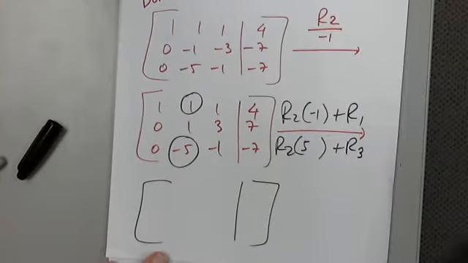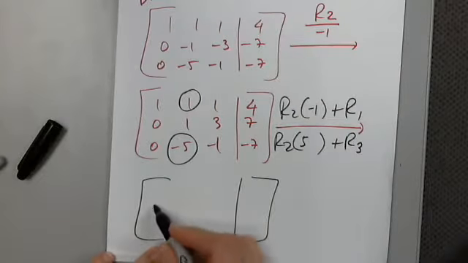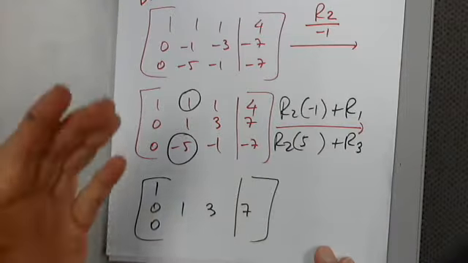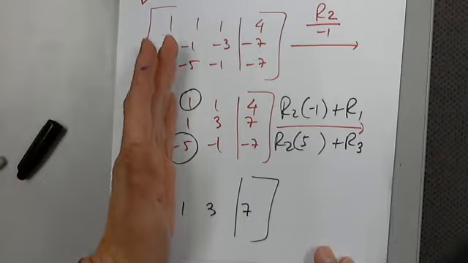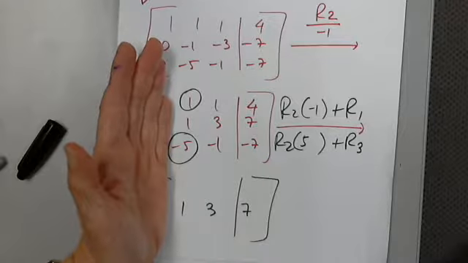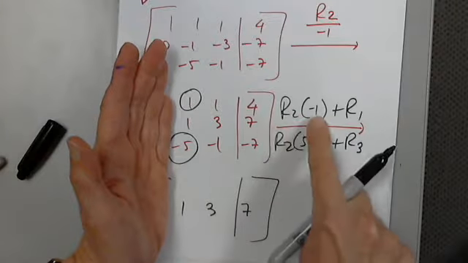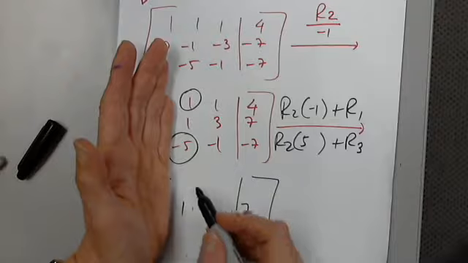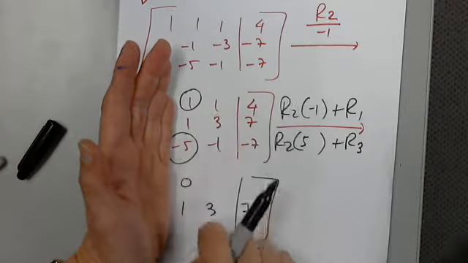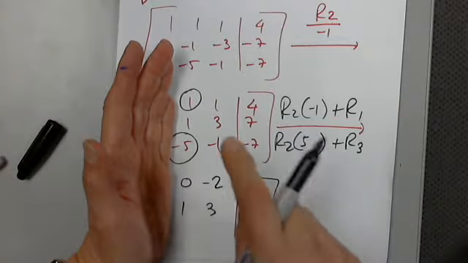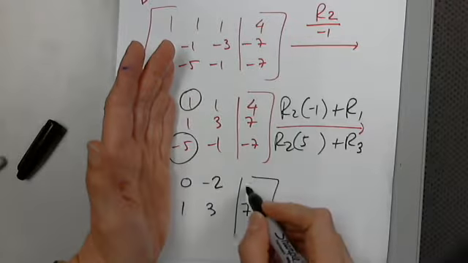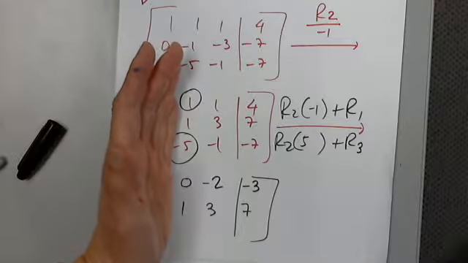Which row do I have to copy now? Yes, 0, 1, 3, 7, and 1, 0. Notice one thing. I don't even look here. This is now fixed, carved in stone. I'm done. I don't even look there. Don't waste your time. 1 times negative 1 plus 1. 3 times negative 1 plus 1. 7 times negative 1 plus 4. That's it.